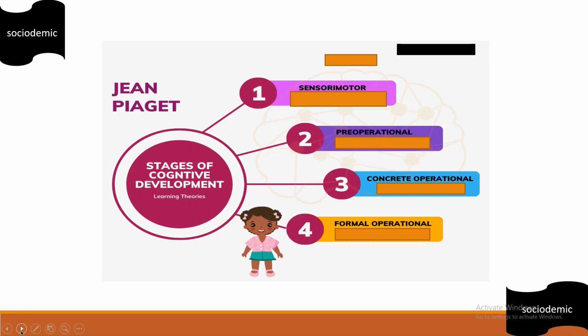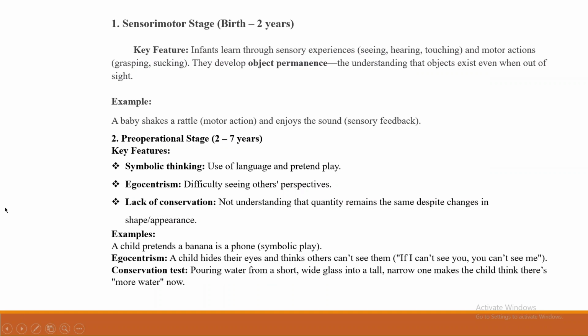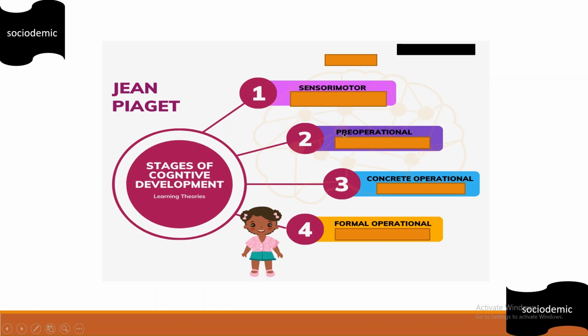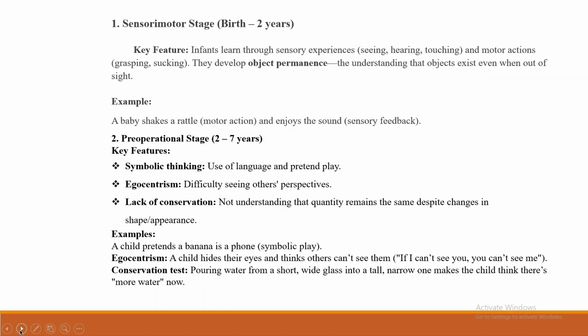Next, the stages of cognitive development. See how the child acquires new knowledge at what age. That depends on the age. The cognitive development depends on the age of the child. First, there are four stages: the sensorimotor stage, the preoperational stage, the concrete operational stage, and the formal operational stage. Next, what is the sensorimotor stage?